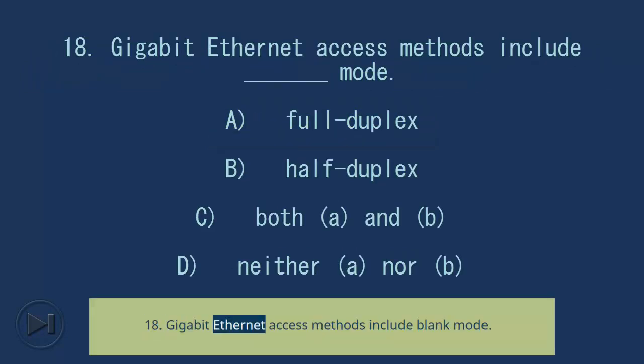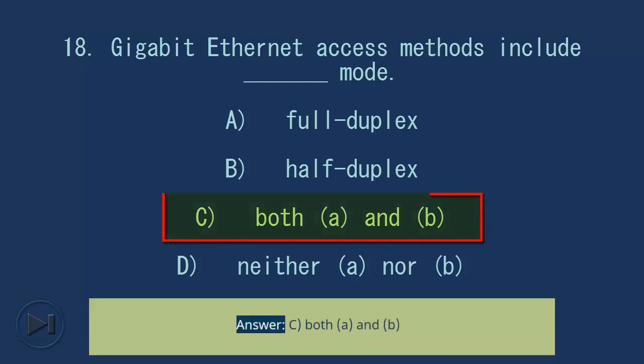18. Gigabit Ethernet access methods include blank mode. A. Full duplex. B. Half duplex. C. Both A and B. D. Neither A nor B. Answer, C. Both A and B.